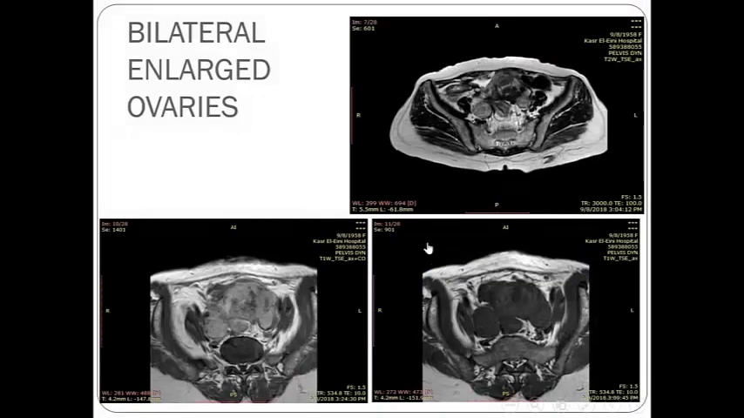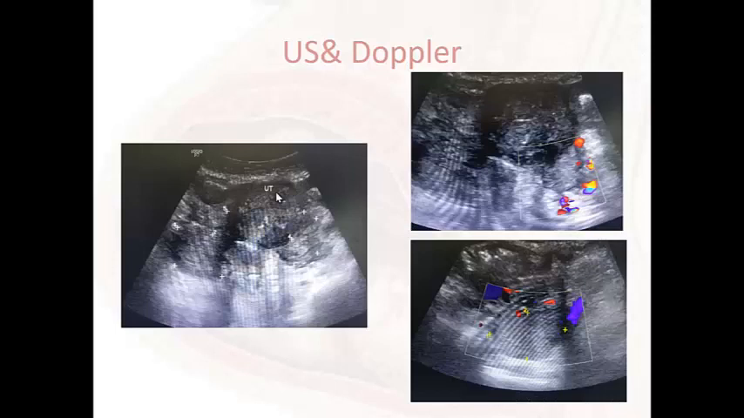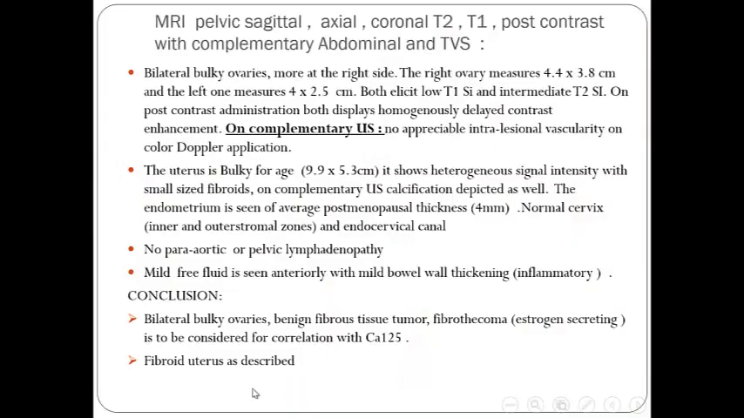Then we come to the ovaries. We have also bilateral enlarged ovaries. They are homogeneous and they take homogeneous contrast enhancement. This is the T1 and this is the post contrast. It takes homogeneous contrast enhancement of benign nature. And this is the ultrasound picture. Here is the ovary. It's not vascular at all. There is no vascularity on color Doppler. You see that the ovary is homogeneous. There is no follicular activity and there is no vascularity on color Doppler.